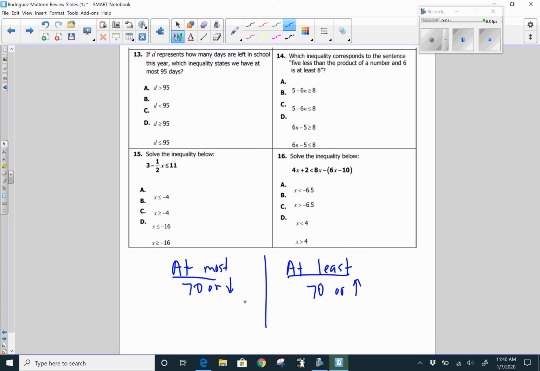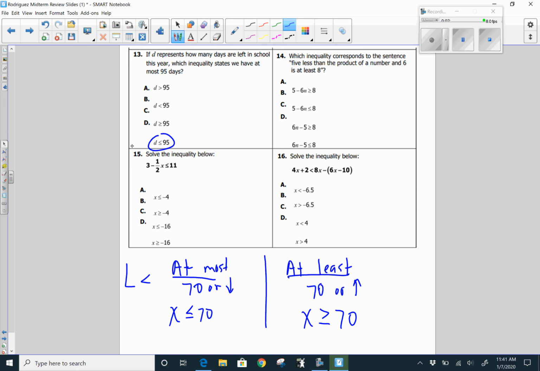Now let's talk about the inequality symbol that goes with it. There's greater than, less than, greater than or equal to, or less than or equal to. At least 70 means the number of people has to be 70 or bigger. So 71, 72, 73, 70.5, which is like 70 people plus a dog, right? Any of that is at least 70. At most means the number of people has to be less than or equal to 70. This is your left, less than symbol. So at most, the symbol is less than or equal to, so it has to be at most 95.